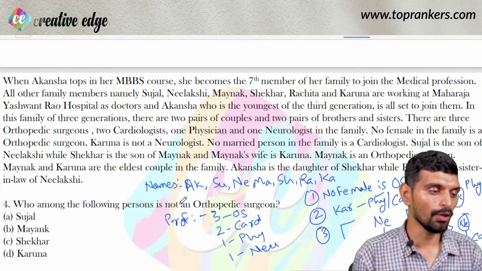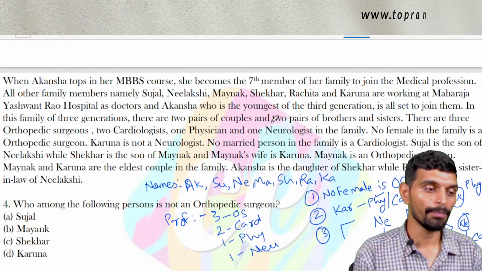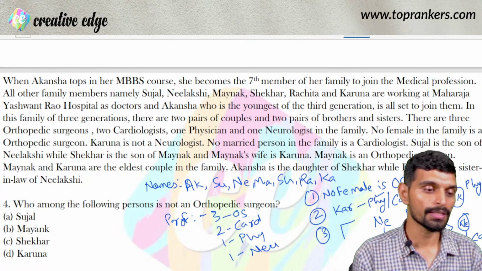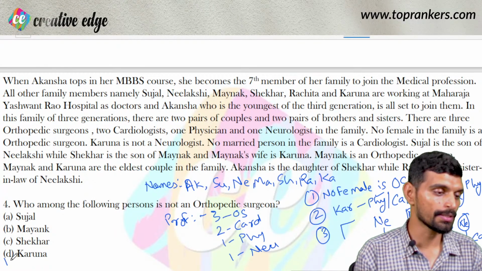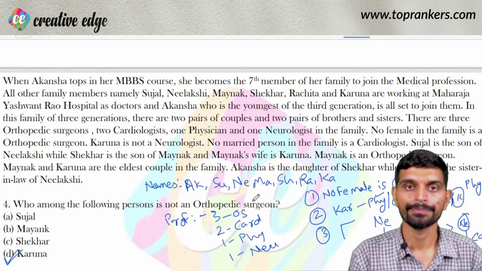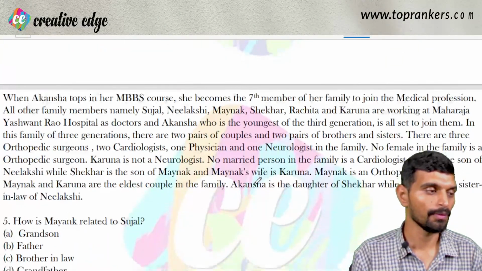So who among the following persons is not an orthopedic surgeon? Sujal, Mayank, Shekhar, Karuna. I am sure about Karuna because the question says no female is an orthopedic surgeon. So the answer to this one should be Karuna. Alright. Let's see the next one.